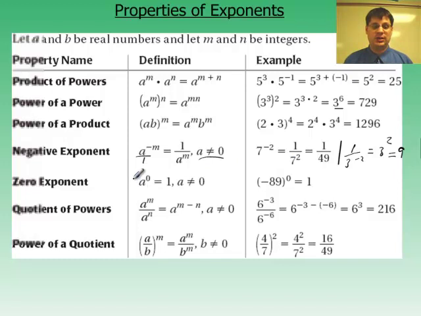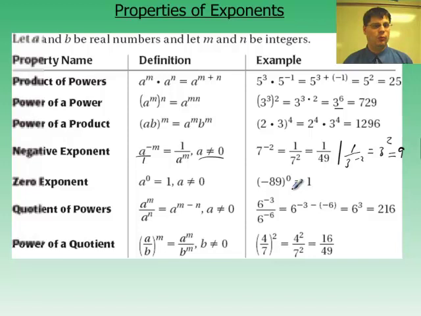Zero exponent: a to the 0th power is equal to 1, provided that a is not equal to 0. So basically anything to the 0th power is 1. If I have negative 89 to the 0th power, it's 1. If I have x to the 0th power, it's 1.